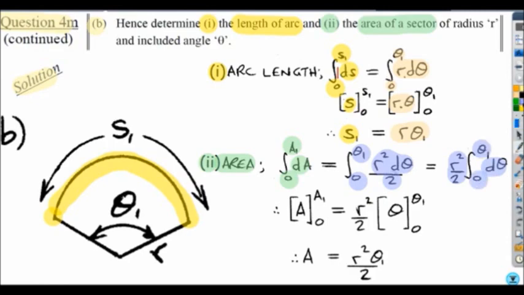So again, if it helps you, think of there being a 1 here, and of course there's a 1 here. So on the left hand side, integrating 1 with respect to A becomes A between our limits. On the right hand side, integrating 1 with respect to theta, that becomes theta between our limits. Imposing the limits, we can see that A is equal to r squared theta 1 divided by 2.